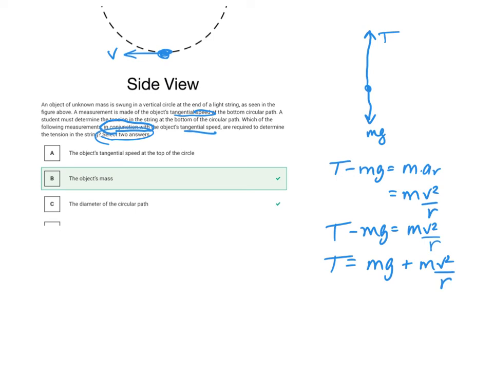So I not only need to know the speed of the object, but I also need to know the mass, and I need to know the radius. Well, the choices they give me are mass and diameter. If I know the diameter, I can solve for radius by dividing by 2. So if I know those two things, I can answer it. So the answers were B and C.